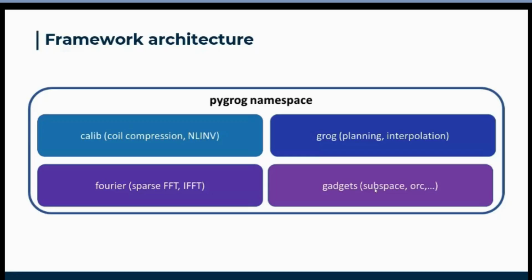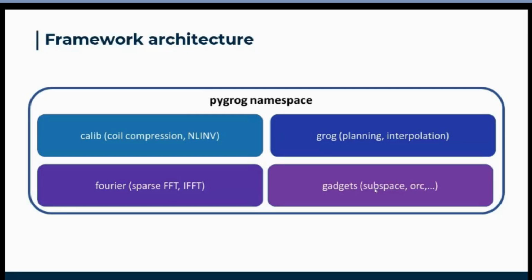Then we have the actual GROG module that contains the routines to calculate these GRAPPA kernels and pre-compute the interpolation plans solely based on trajectory, hence enabling fast runtime interpolation of the actual samples. Then we have a Fourier module that contains efficient implementations of sparse uniform FFT routines to be used after GROG interpolation within our iterative algorithms instead of the NUFFT.